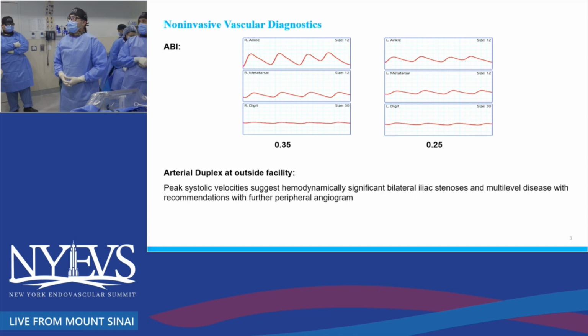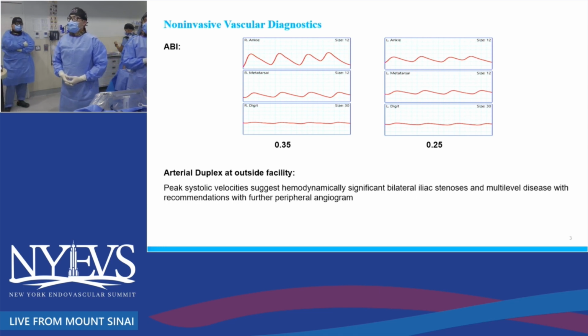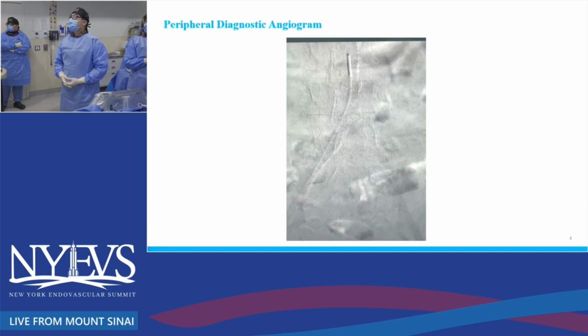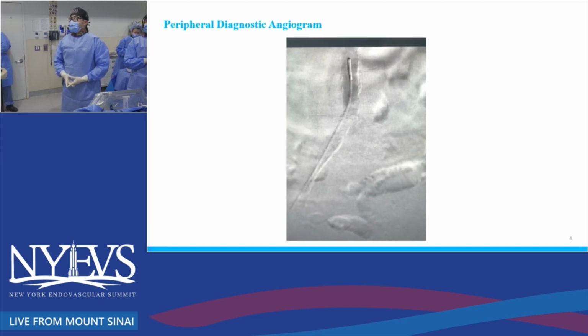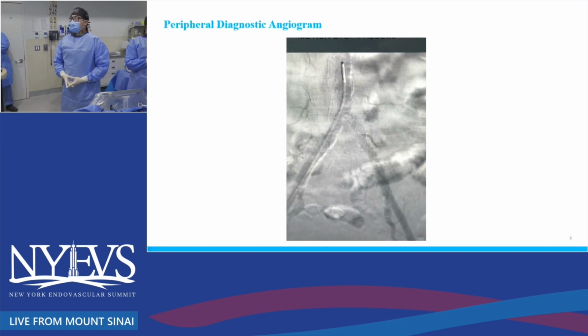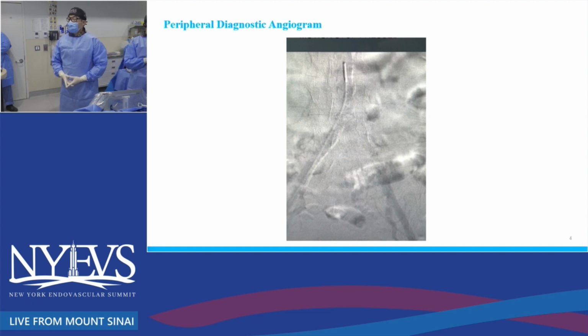In terms of non-invasive diagnostics that have been done, she has severely abnormal ABIs on both sides with monophasic waveforms that are diminished. In terms of her arterial duplex done at an outside facility, she has peak systolic velocities that suggest bilateral iliac stenosis with multi-level disease. Next slide, please. She has had an outside diagnostic done that shows bilateral ostial common iliac disease with multi-level disease.